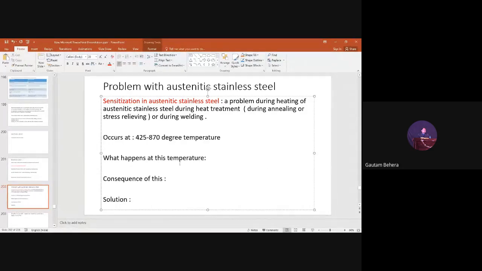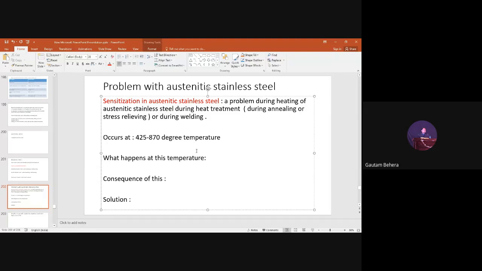So that means if we heat treat the steels in this range, if our heating and holding temperature is 425 degrees centigrade to 750 degrees centigrade, this kind of effect comes into the picture, sensitization. These austenitic stainless steels are more sensitive to this temperature range during heat treatment, 425 to 870. This figure sometimes varies. It is not exactly this range. It may sometimes be up to 750 or 800, depending on the steel.